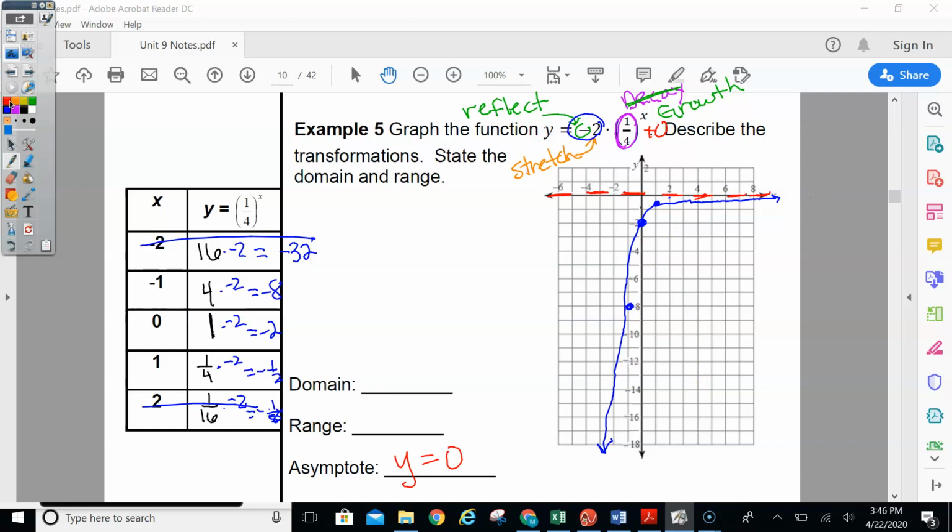So here, what's the range? So we know it's a y and a 0, because the 0 is the asymptote. But because it was reflected underneath the asymptote, this is when it's a less than. So less than 0, but not equal to, because it's never going to cross it, never going to touch it. And the domain is all real numbers.